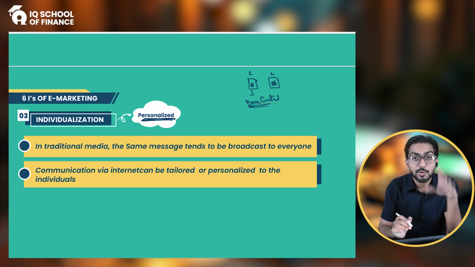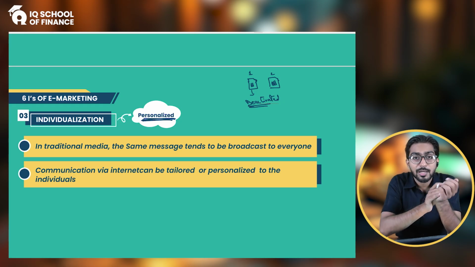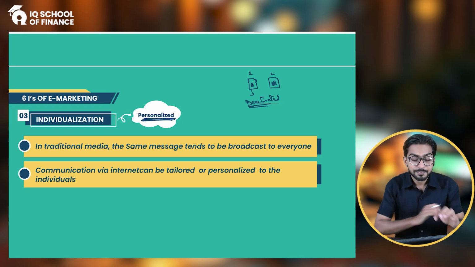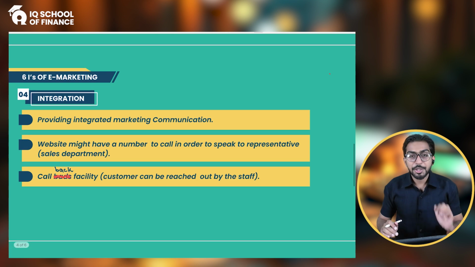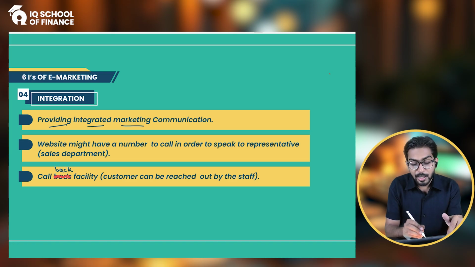And in e-marketing only you can do this, because in traditional marketing, when you are making the brochure, pamphlet, flyer, signboard, billboard, newspaper marketing, these are done keeping everyone in mind, and you cannot change it as per the person's need or as per the groups. So this is not available in traditional marketing, whereas it is available in e-marketing. Similarly, integration means that your website or e-marketing should be integrated with your other functions of the organization, such as providing integrated marketing communication.